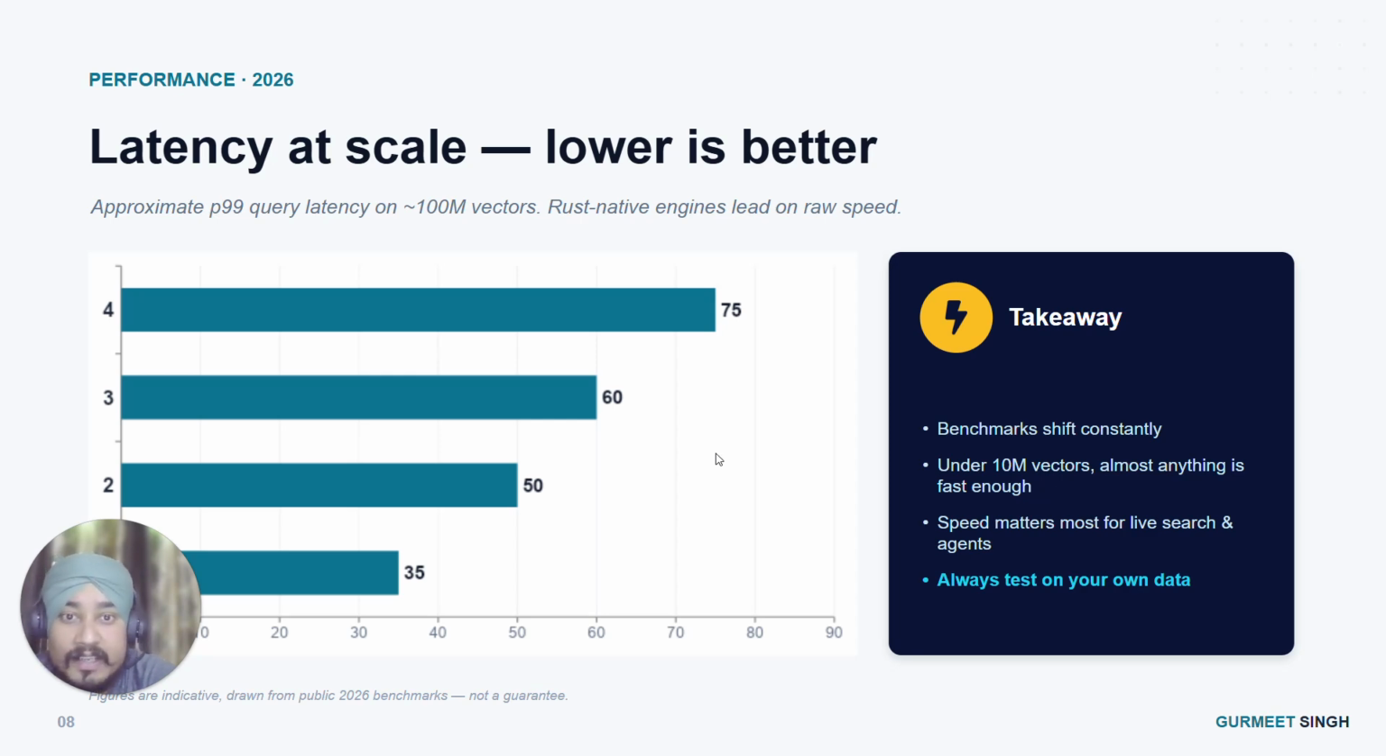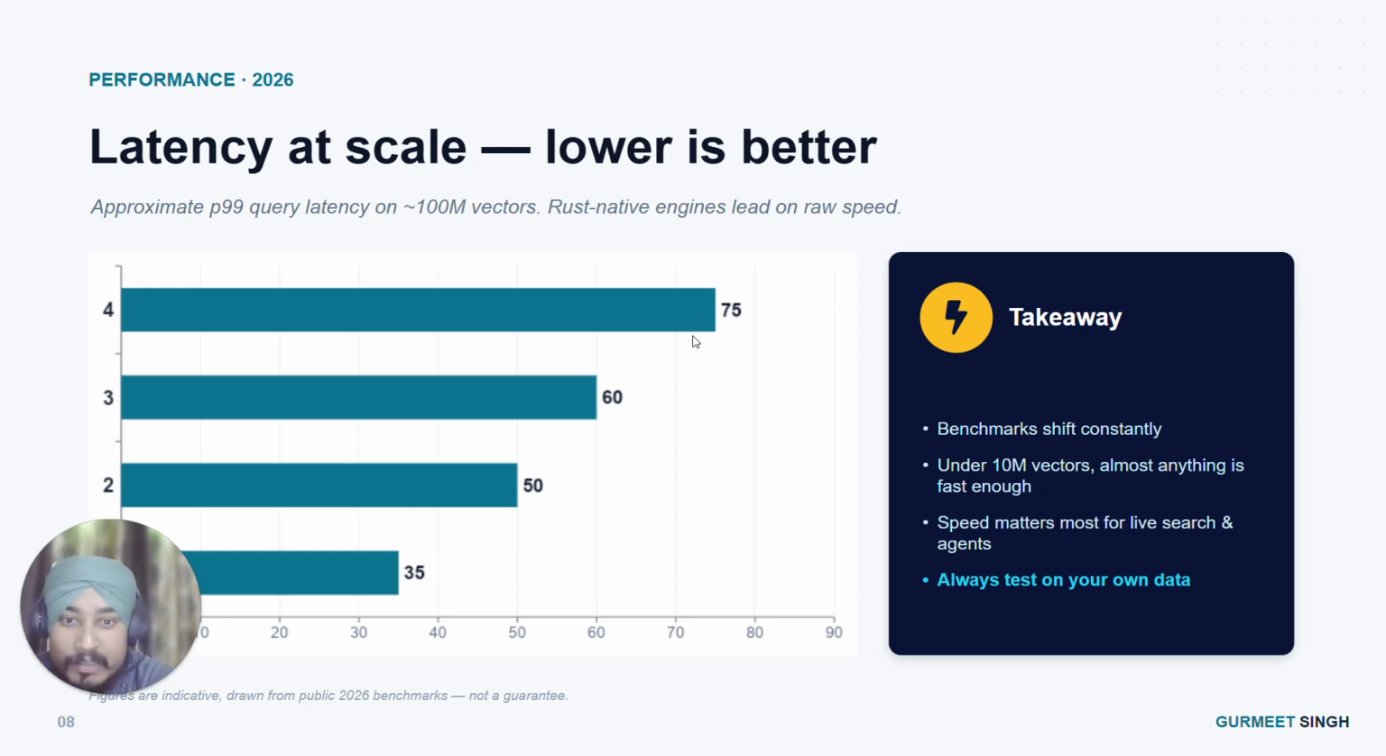You can see the Rust-native engines tend to lead on raw speed, with Qdrant at the front of this particular pack. Pinecone, the fully managed option, trades a little latency for convenience. But here's the honest takeaway. And please remember this, benchmarks shift constantly. The numbers you see today may be different next quarter.